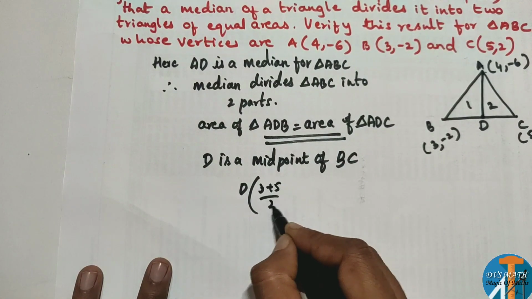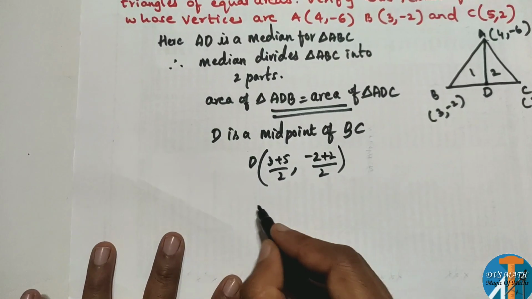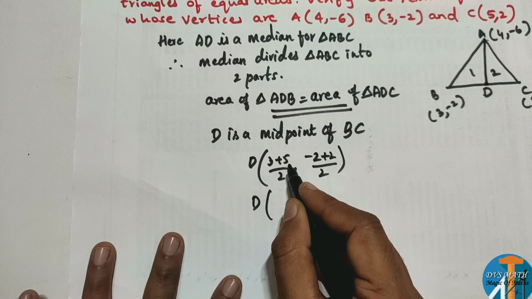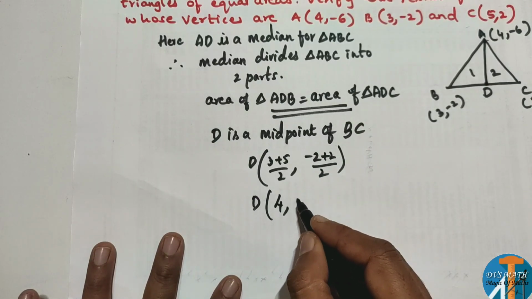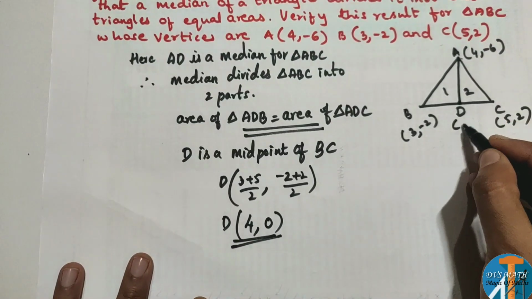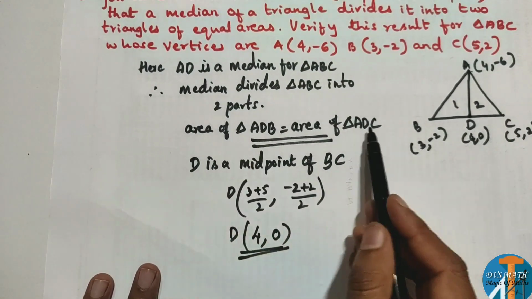So (3 + 5)/2, minus 2 + 2 by 2. Okay, what will be the point? 3 plus 5 is 8, 8 by 2 is 4. Minus 2 plus 2 is 0, 0 by 2 is 0. So what is the D coordinate? It is (4, 0).